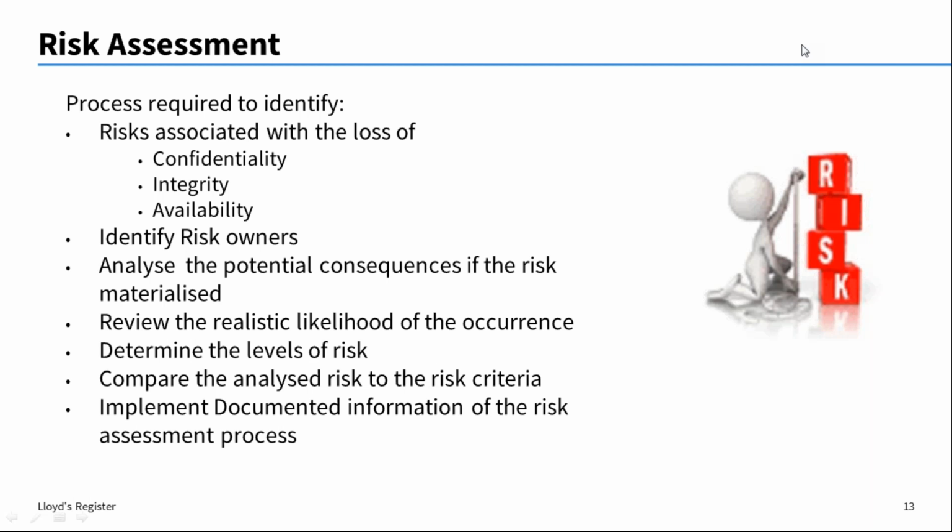And as I said earlier, the standard itself doesn't tell you how to do it. These are just the areas in the process it's expecting you to do. And this is good business practice. This is traditional risk management. So review the likelihood of the occurrence, determine the level of risk, then compare the risk to the criteria, the methodology you have, and then implement controls, manage the risk.